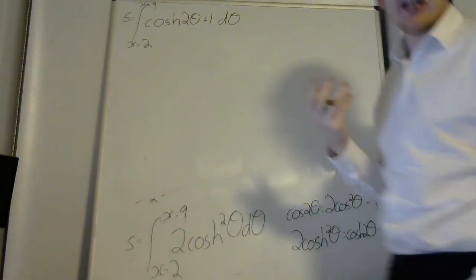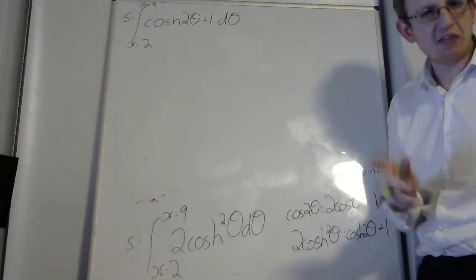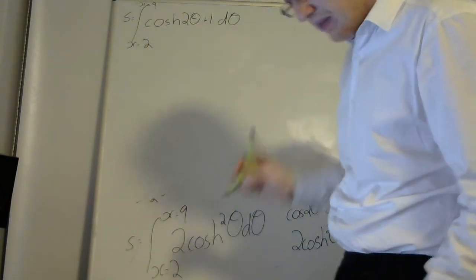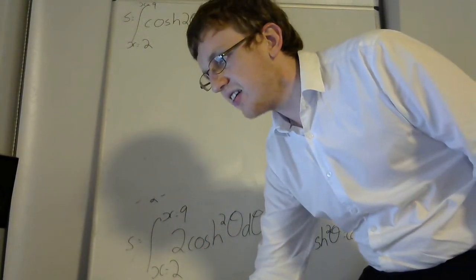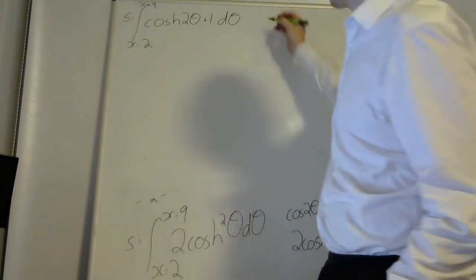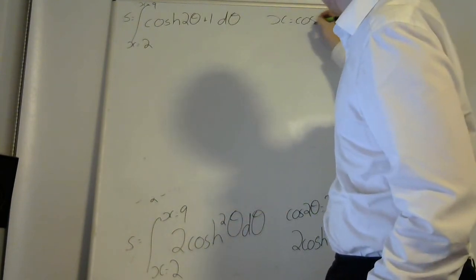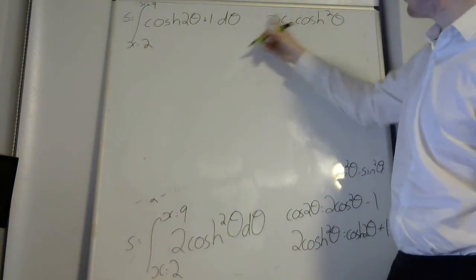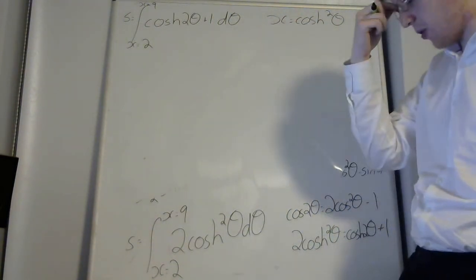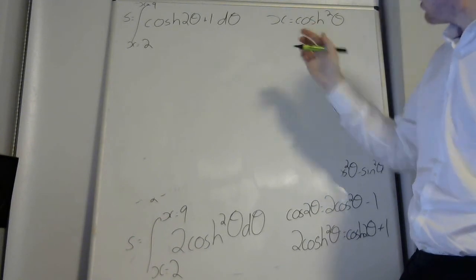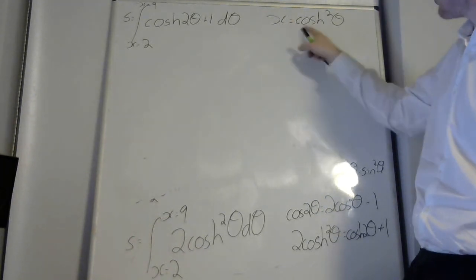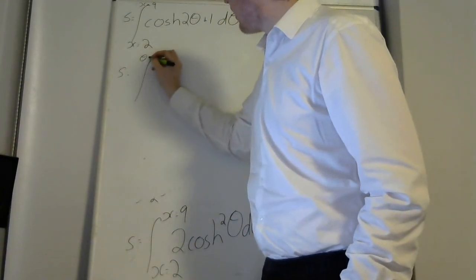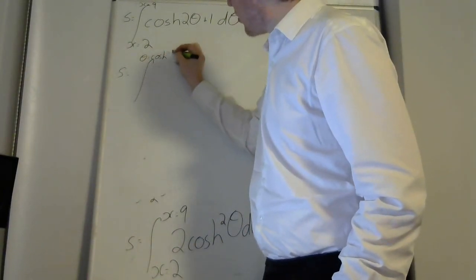And really now I need to integrate. There's nothing more I can do except the very last step, which is to change my limits. So remember that x is equal to cos squared theta. So if x is equal to 9, we square root both sides, and x has to be positive, so we're not interested in the negative square root. So 3 is equal to cos theta, which means that theta is equal to cos minus 1 of 3.